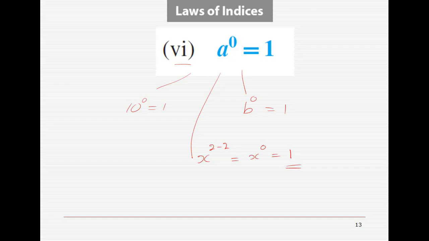So, 0 power, right? Any value to the power 0 is always taken as 1. So that is another important rule that you all need to know in the case of simplifications in algebra and further mathematics.